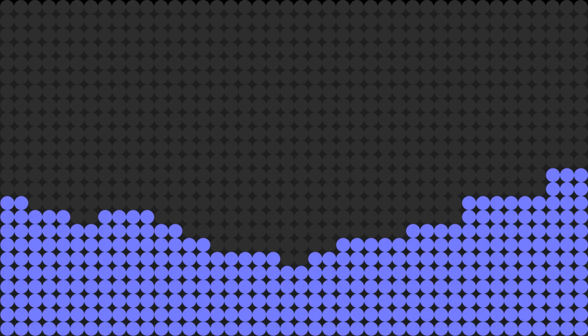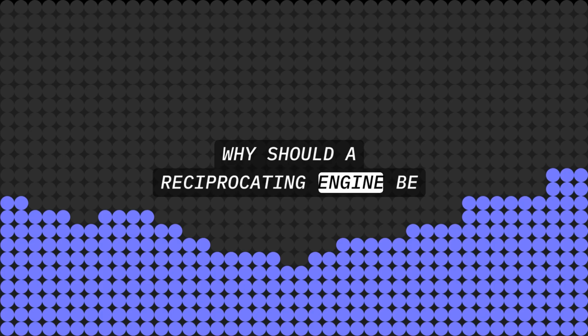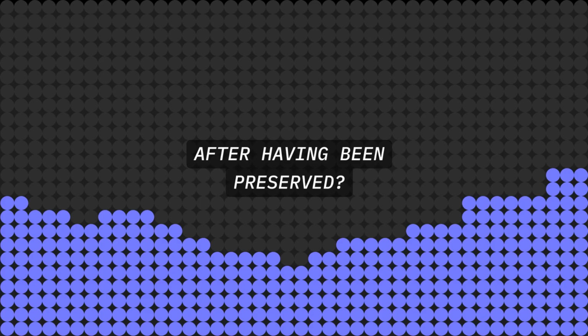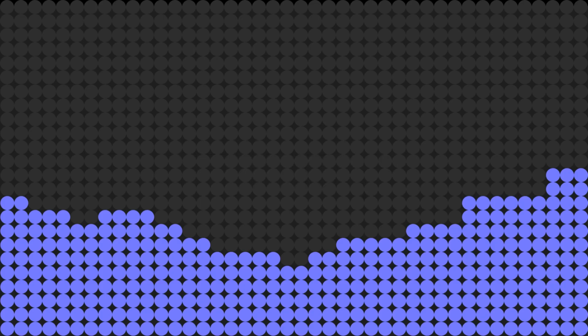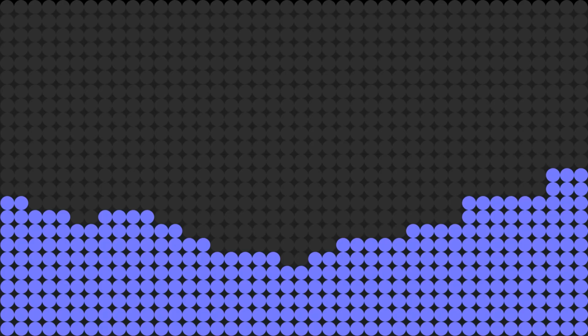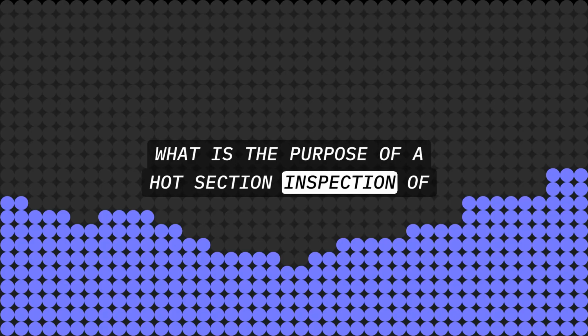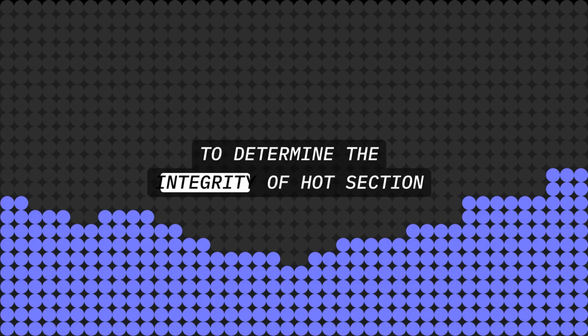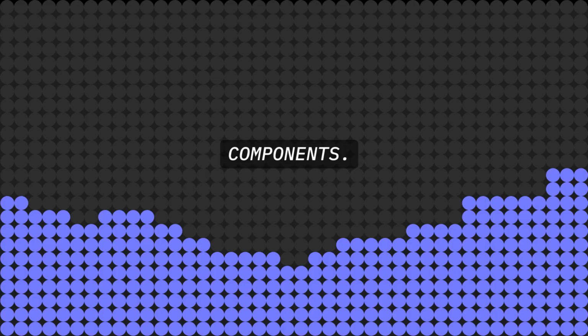Yes. Why should a reciprocating engine be inspected when it is removed from storage after having been preserved? To determine whether or not it has sustained corrosion damage. What is the purpose of a hot section inspection of a turbine engine? To determine the integrity of hot section components.